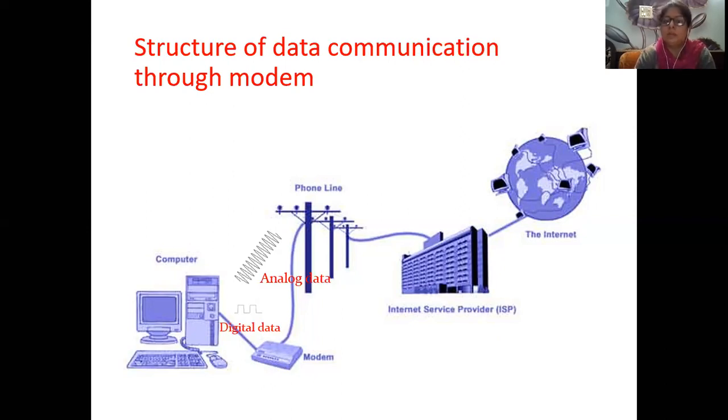Our computer system, which is containing digital data, is converted into analog data through modem, then transmitted over telephone lines, and then through internet service provider, we can transmit our data to any computer on the internet.